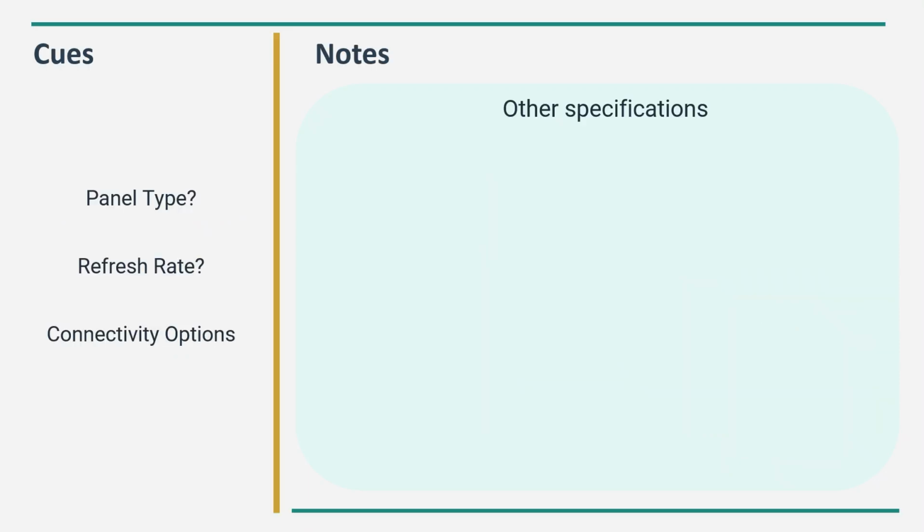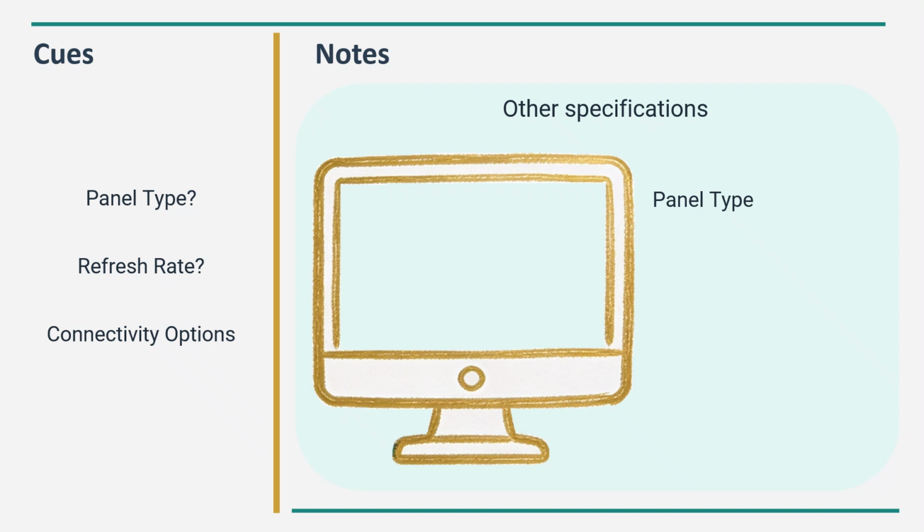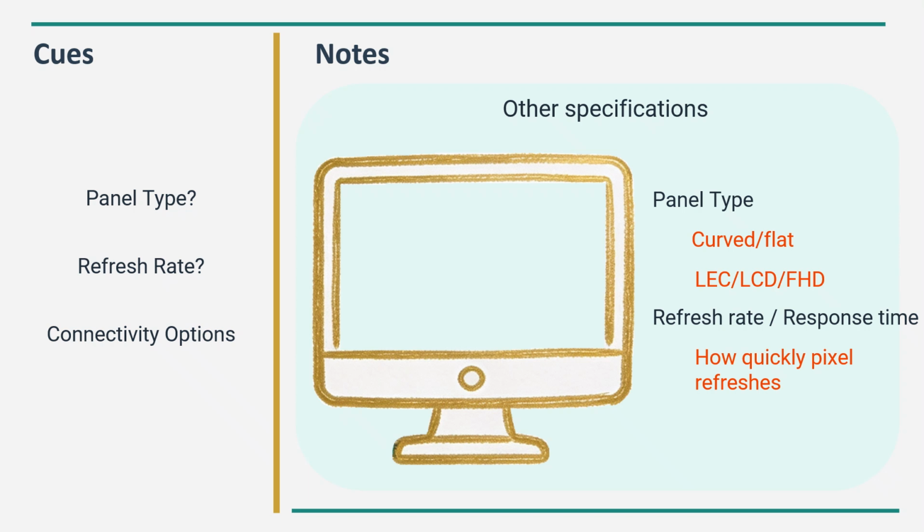Other screen specifications include the panel type, which can be curved or flat, LED, which is light emitting diode, LCD, which is liquid crystal display, or FHD, which is a high resolution display. The refresh rate is an indication of how quickly a pixel refreshes on a screen. The higher the refresh rate or response rate, the faster a new image can be displayed. Connectivity options include VGA, which is older technology that only has image, compared to HDMI, which is a high-resolution picture with sound at a faster transmission speed.